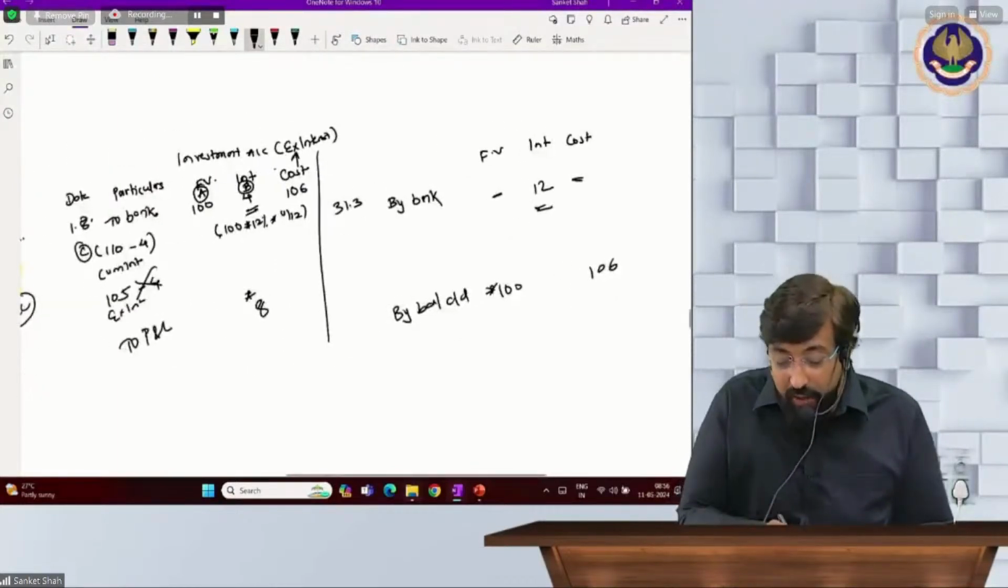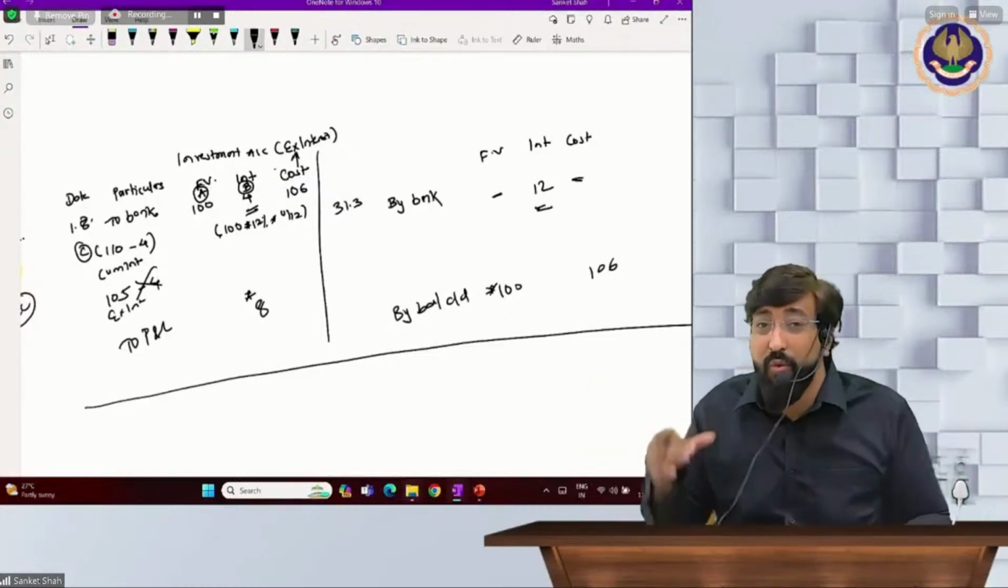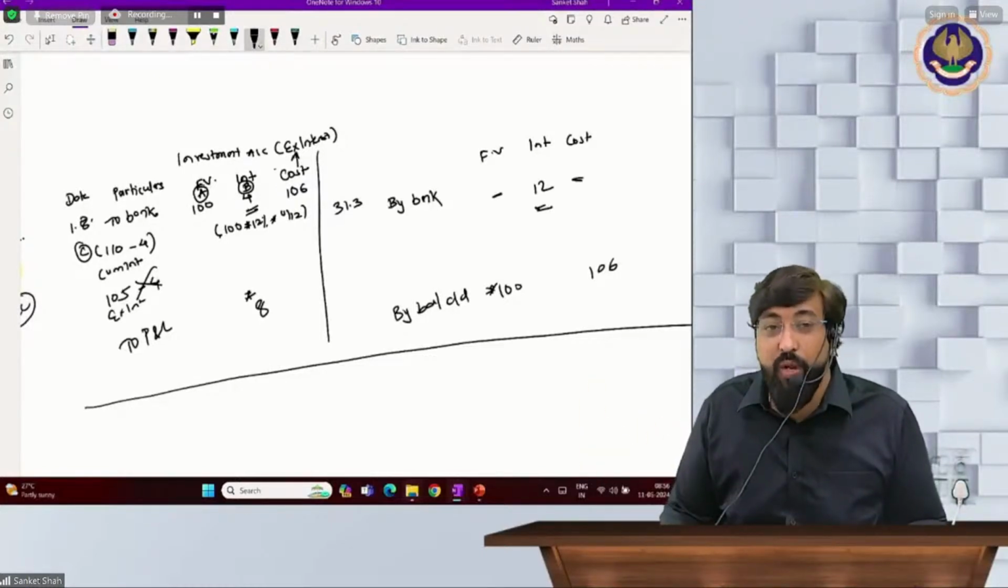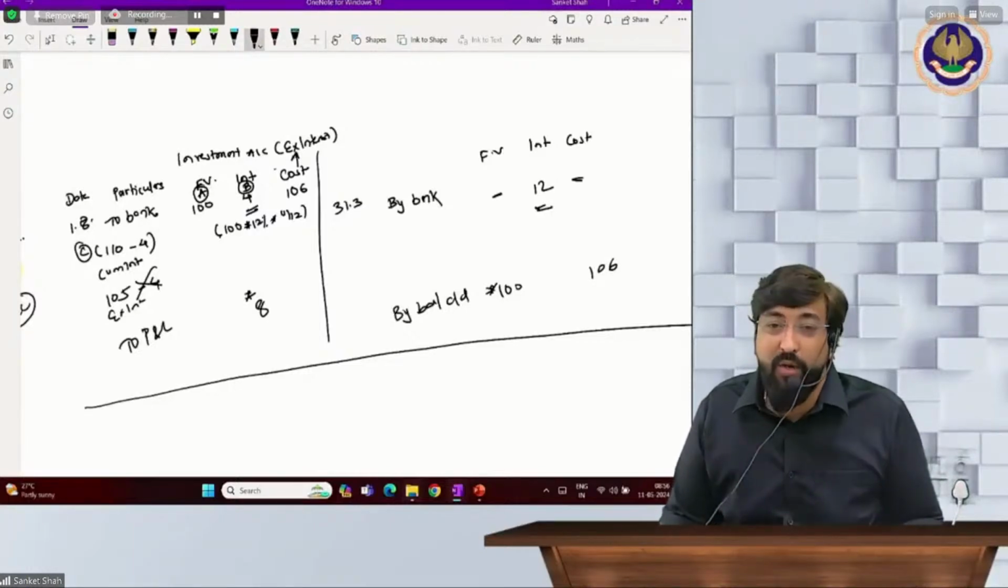This is for one transaction. Similarly, we will do it for all transactions. We are going to sell some debentures and we are going to book profit or loss. Whenever there is a sale, we are going to book profit or loss. This is the concept of debentures.